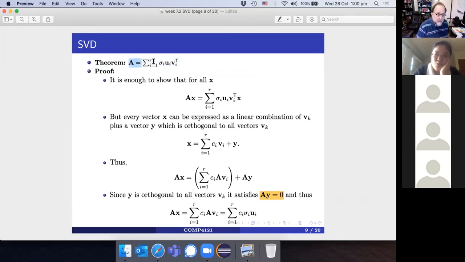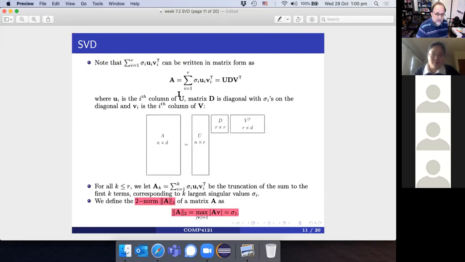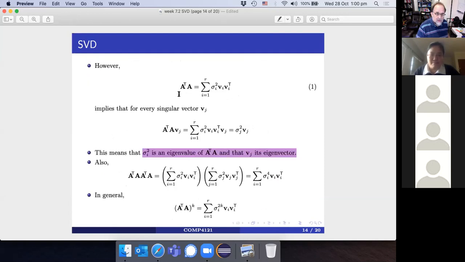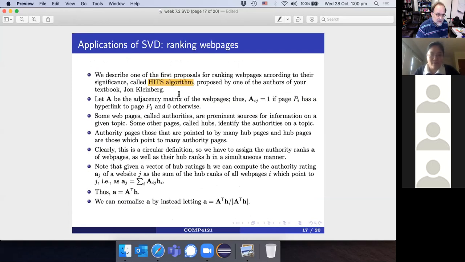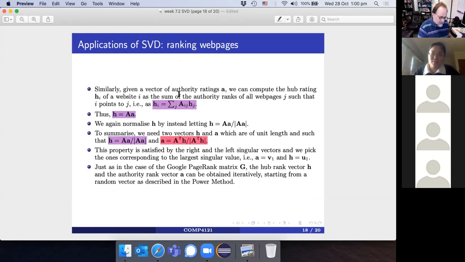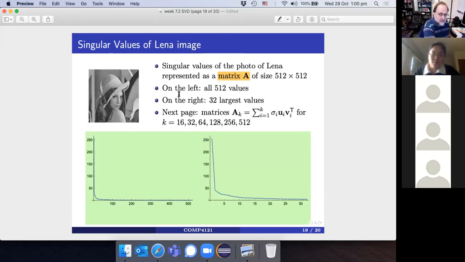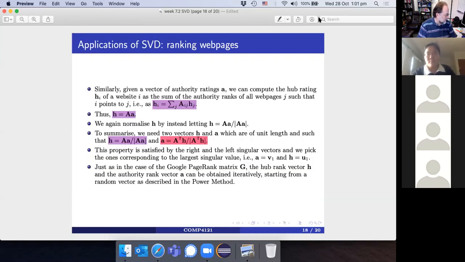Okay, guys, we will stop here. It's already 1 o'clock. Next week, we will talk about how to prove this theorem and how to use it in a few applications, like using SVD to rank web pages, and for dimension reduction and principal components analysis.